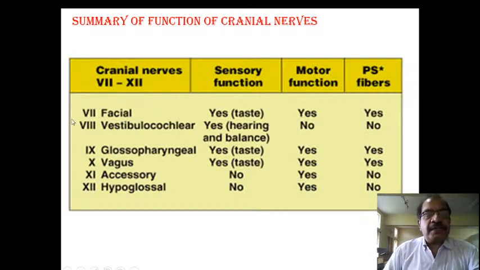Cranial nerve 7 has sensory function, motor function as well as parasympathetic function. The vestibulocochlear nerve has only sensory function, no motor or autonomic function. The glossopharyngeal nerve and vagus nerve both have sensory, motor and autonomic function. The accessory and hypoglossal nerves, that is the 11th and 12th nerves, have only motor function and no sensory or autonomic function. So some nerves have only motor function, some have purely sensory function, while others have mixed function.